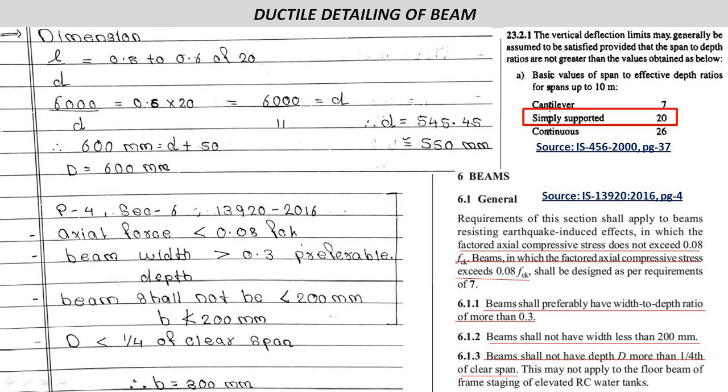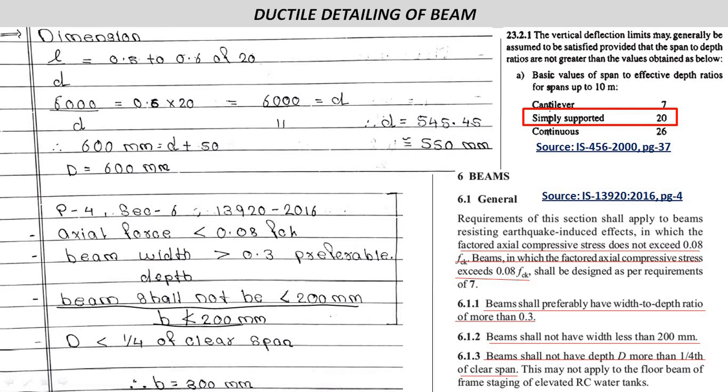Next, it says the members in which the factored axial compressive stress exceeds 0.08 fck. Okay, clause number 6.1.2 says the beam shall preferably have width to depth ratio of more than 0.3. So the beam width upon depth ratio should be more than 0.3, which is preferable. So next point, it says the beam should not have the width less than 200 mm. It should be more than 200 mm.